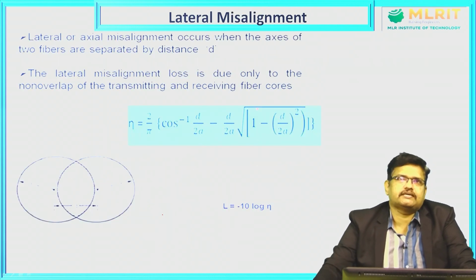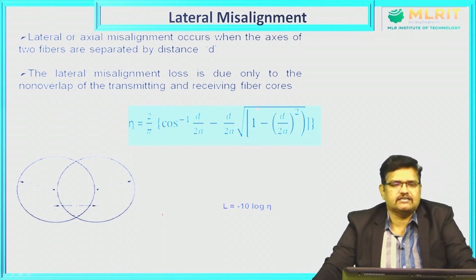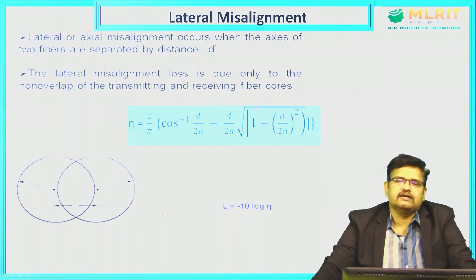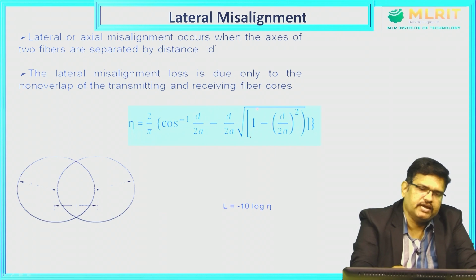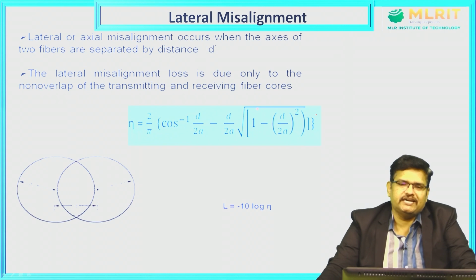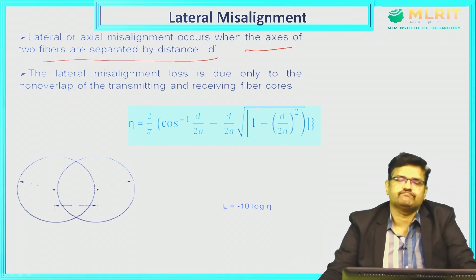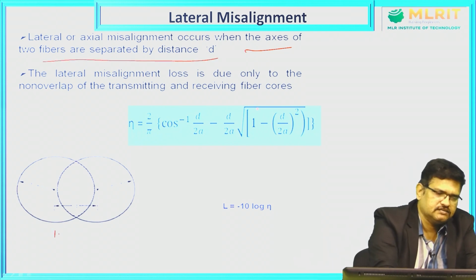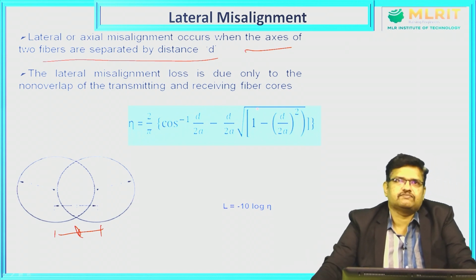Now, this can be calculated by using the formula. Efficiency eta is equal to 2 by pi, cos inverse of d by 2a, minus d by 2a, times the root of 1 minus d by 2a, whole squared. So, what is d? The d is nothing but the distance by which the axes of the two fibers are separated. If you observe this diagram, this is the d, where a is nothing but the radius of the fiber.